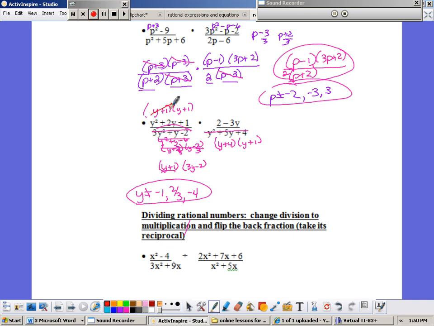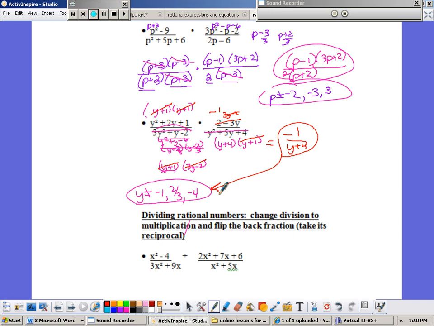Okay. I have a y plus 1 on the top and a y plus 1 on the bottom. Okay, this is 2 minus 3y, and this is 3y minus 2. So if I put a negative 1 here, I can switch this around, and I can cross those two off. So I'm left with negative 1 over y plus 4 with these restrictions.